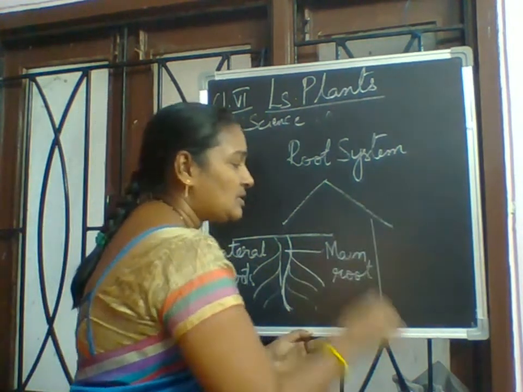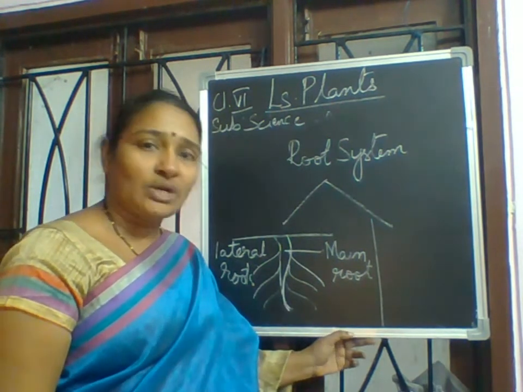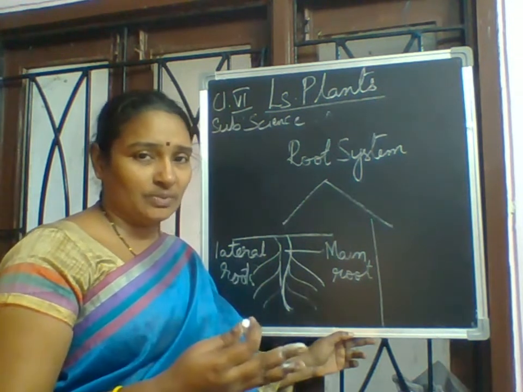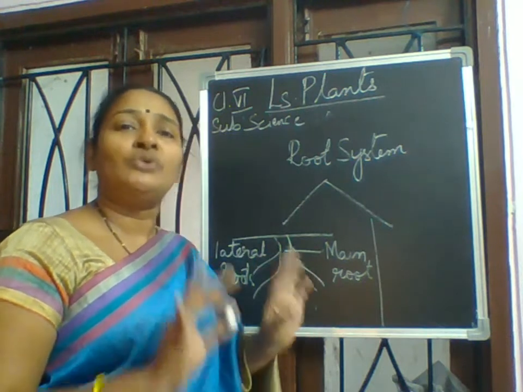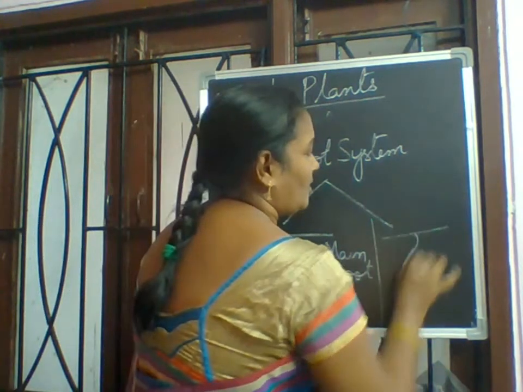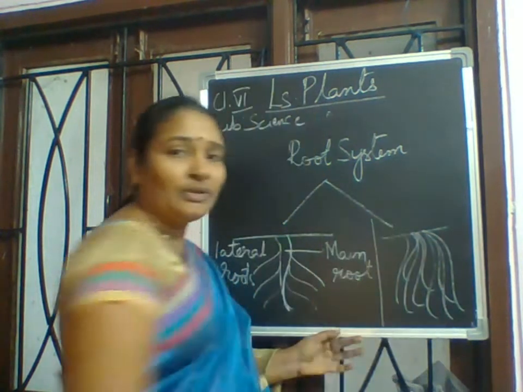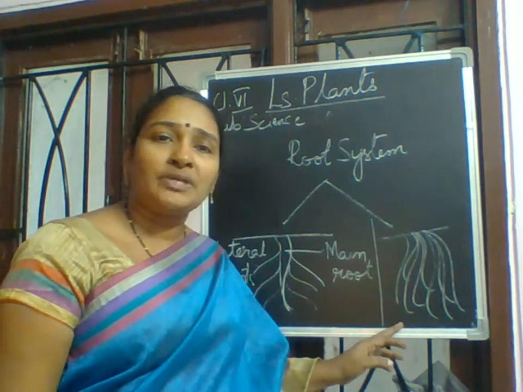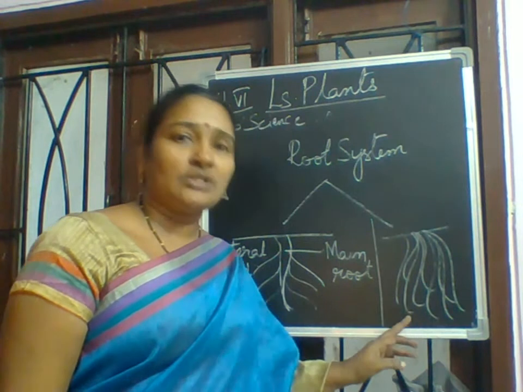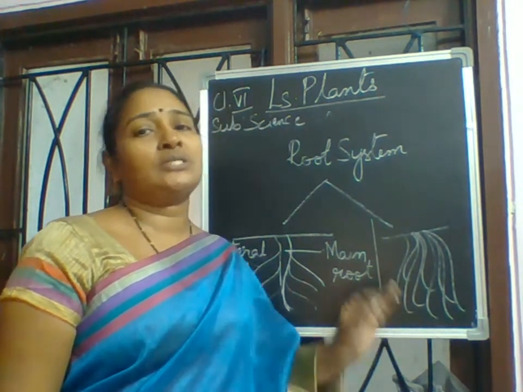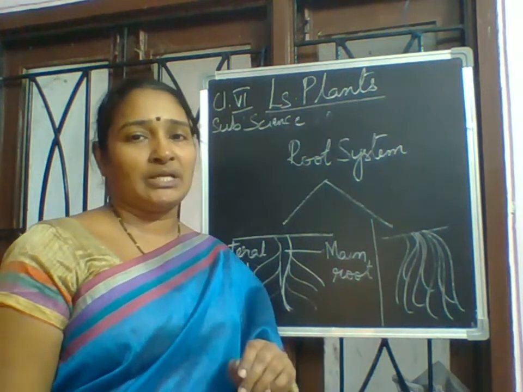Now, the second type of root system is fibrous root. What is the difference between taproot and fibrous root? There will not be a main root in the middle. There will be bunches of roots. You will observe bunches of fibrous or bushy roots. So this is called the fibrous root system, which we find in grass plants.